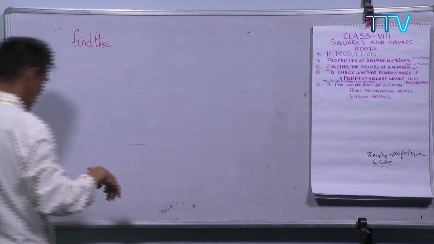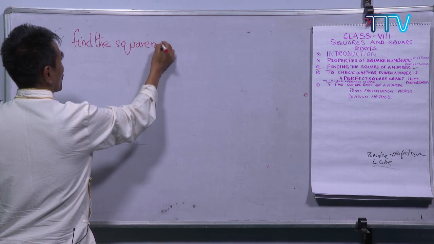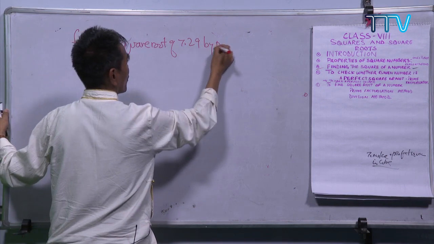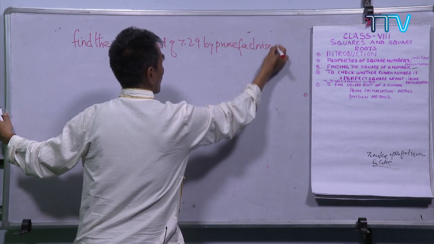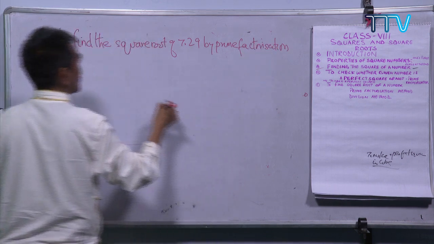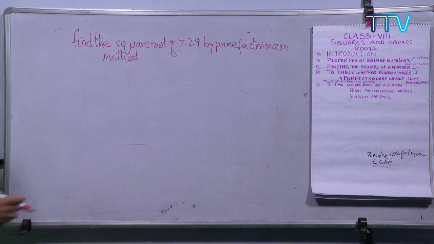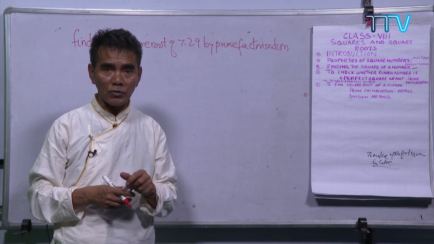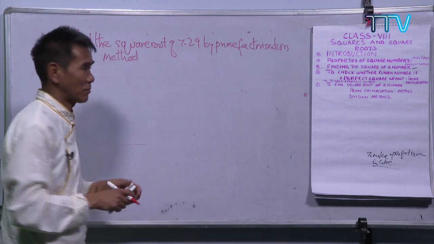Then the prime factor method, or the prime factorization method. Find the square root of 7.29 using prime factorization. In prime factorization the decimal point doesn't matter, so you change the decimal to a fraction.